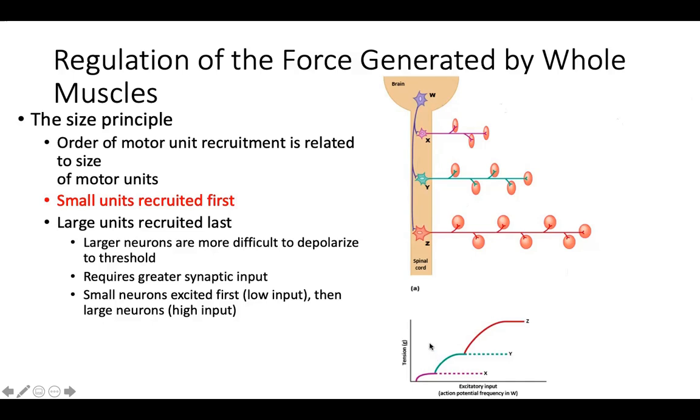All right. And as we can see at the bottom here, recruiting motor unit X alone provides X amount of tension, which is not very much. If I add Y onto the mix, Y has slightly more fibers, slightly bigger neurons, slightly bigger diameter of those fibers. So I'm going to generate more force. And then if I recruit motor unit Z, I'm definitely going to get a lot of force, right? I've got much bigger fibers here, a much bigger neuron here, and much more fibers attached to my neuron.